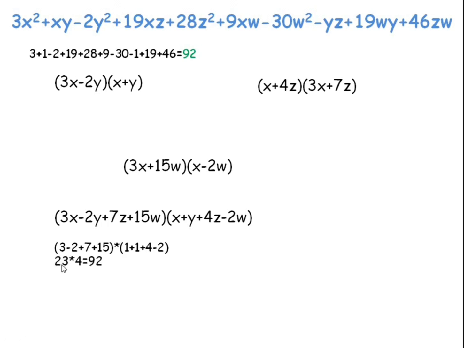So what will we get? 23 into 4, we get 92. We can see that this value is equal to this value. So finally this is our factor. So this cross-check procedure is really helpful in almost all kinds of equations. Now let us discuss one more example.